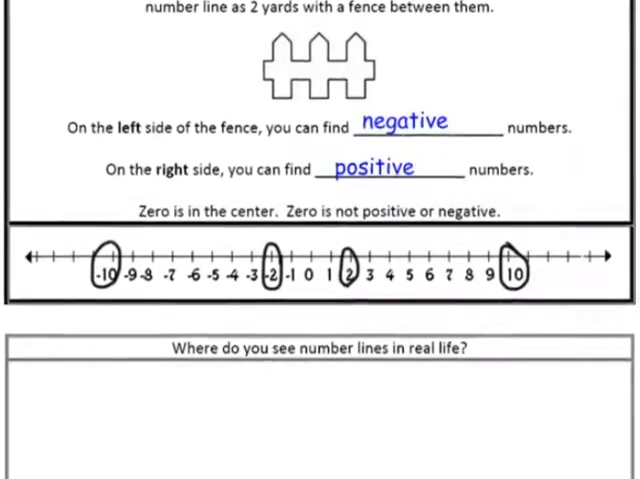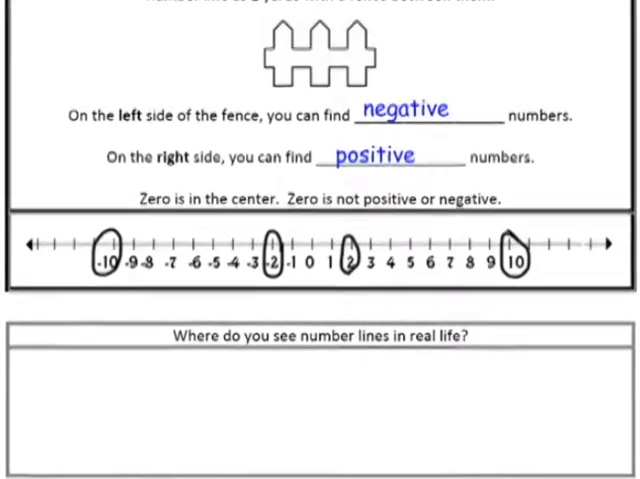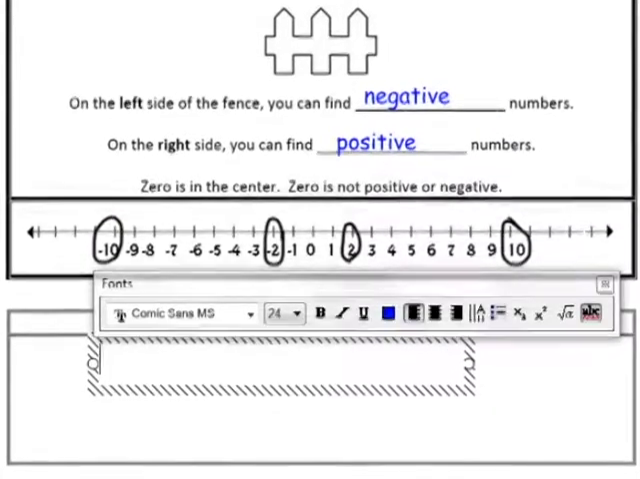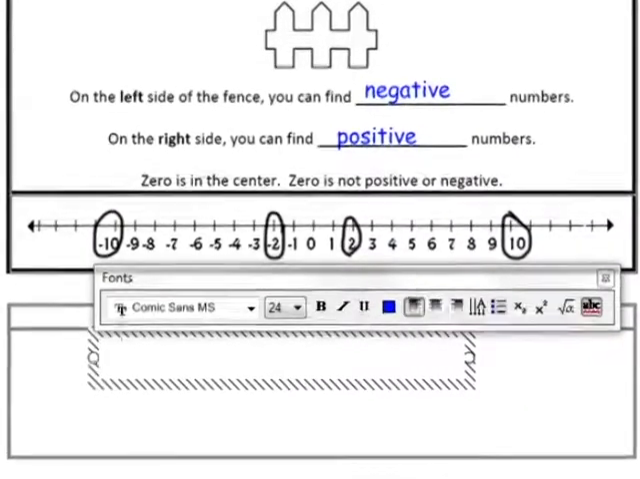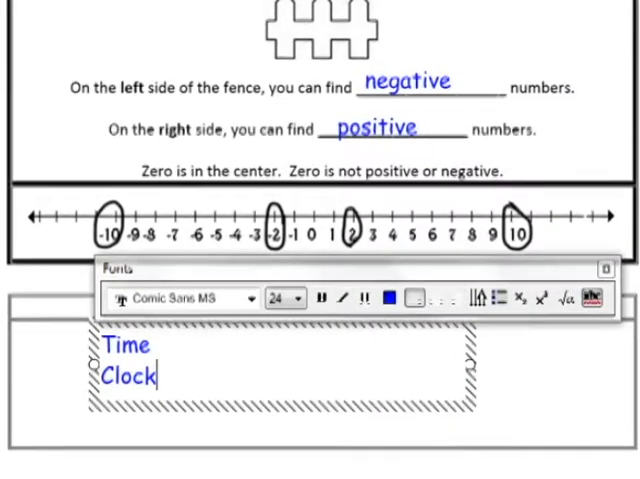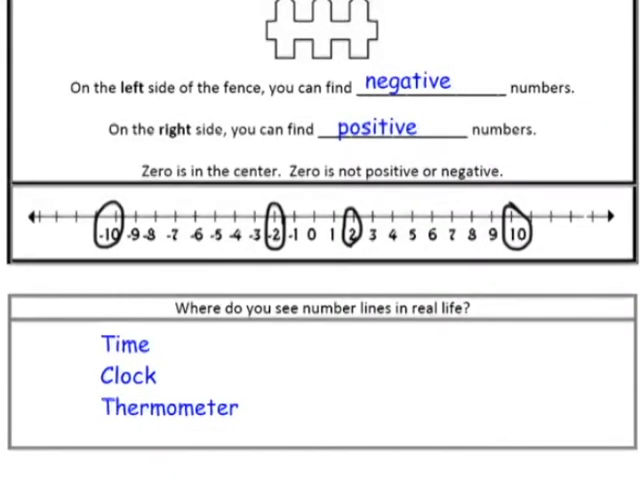Where do we see number lines? Now, this is a very open-ended question. A couple of examples come to mind. We see number lines within time. Time follows a number line. Even if you look at a clock, it is a rounded number line. When it's hot, when it's cold, we look at the thermometer. I almost wrote thermostat, sorry. Thermometer. There we go. Again, it can go into negative degrees, positive degrees, or it can be 0 degrees.